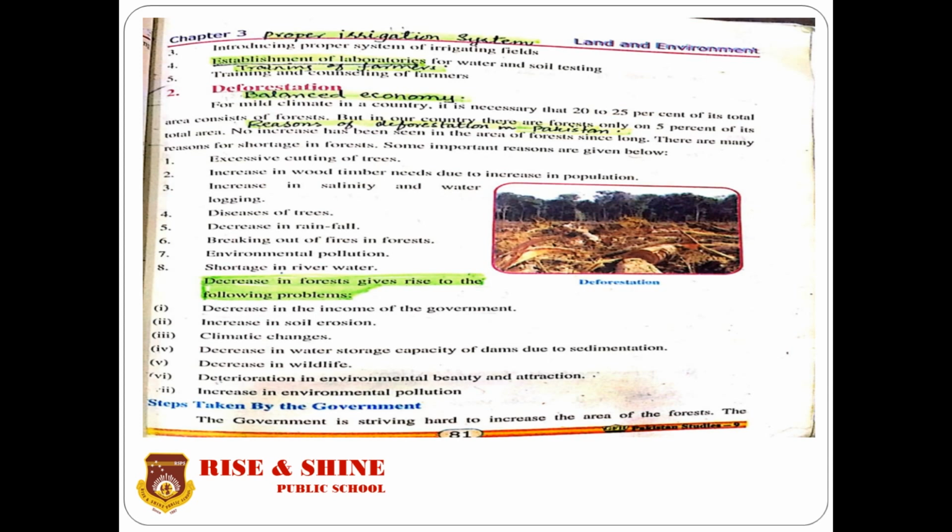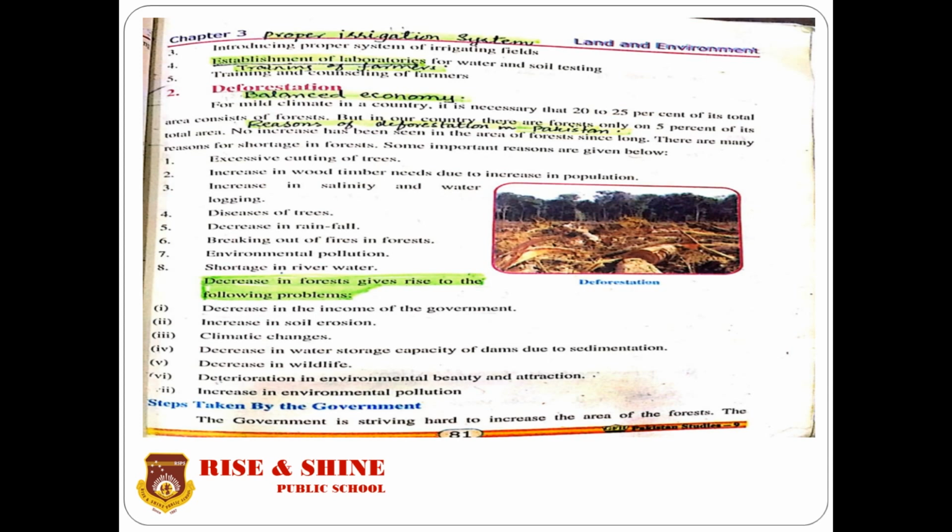Number 5, training of the farmers. Mostly our farmers are illiterate, so it is very necessary to train them and do the counseling with them. So training and counseling of the farmers is also the main task of the government to stop the problem of salinity and waterlogging.